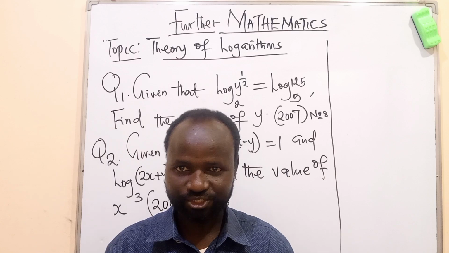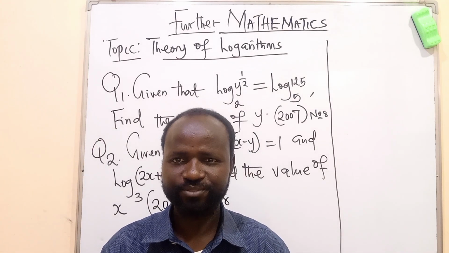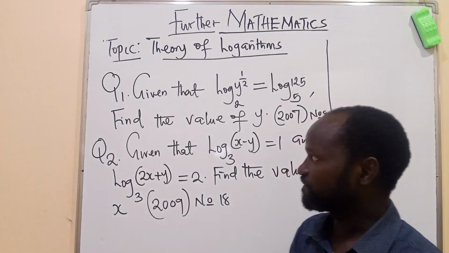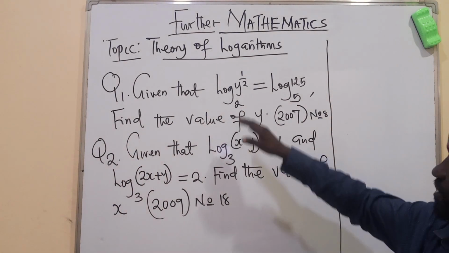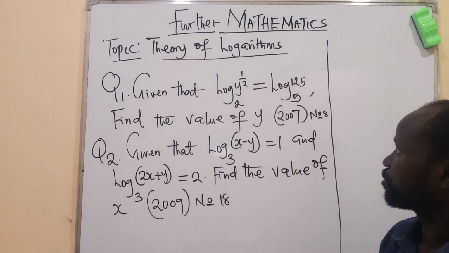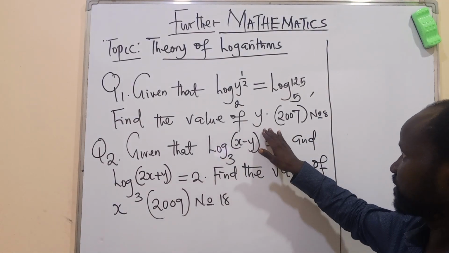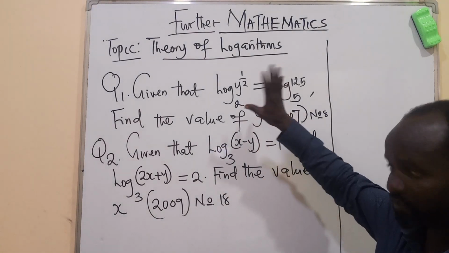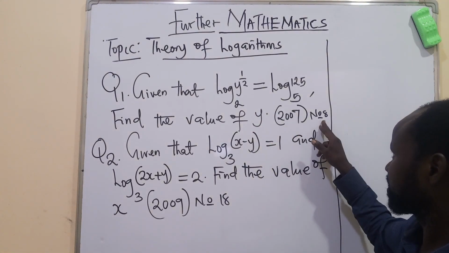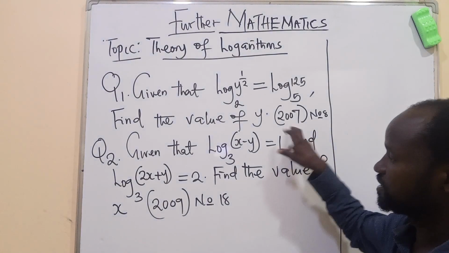In today's presentation, we continue with our solutions to theory of logarithm. With us here, we have two questions on the board. First question, given that log y^(1/2) to base 2 is equal to log 125 to base 5, we are asked to find the value of y. This is Further Mathematics, WAEC 2007, number 8, objective part.